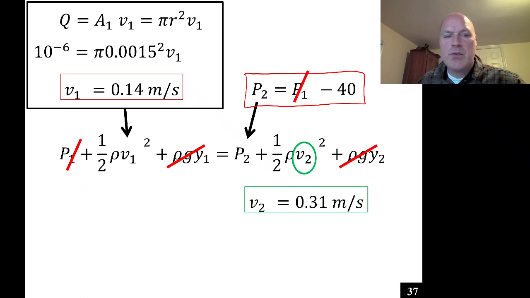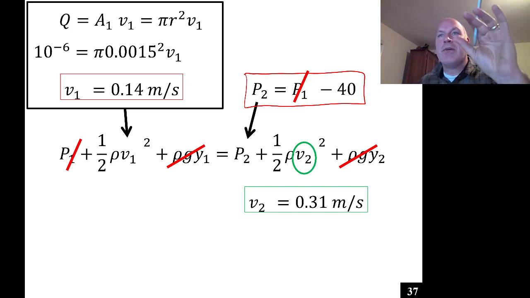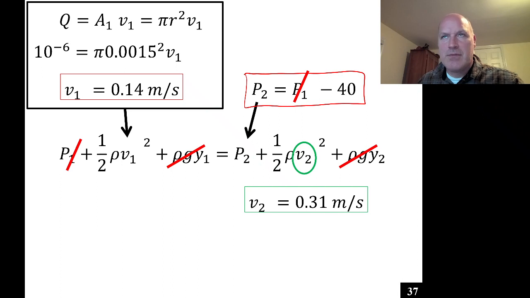Wait a minute, so V1 is 0.14, V2 is faster, right? It's 0.3. Does that make sense? Yes, because it's a constriction. It's not going uphill, it's not going downhill. It's just going across. And as it's getting narrower, continuity says, that's nothing to do with uphill or downhill. Continuity says as it gets narrower, because the volume flow rate is the same, it's got to be faster. Yes, we didn't make a mistake.